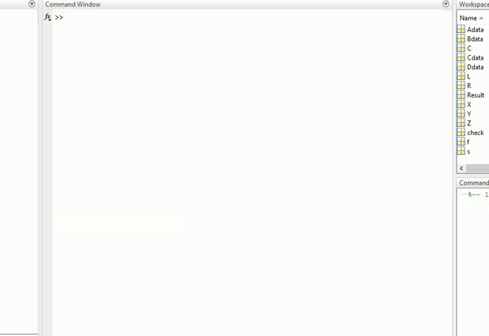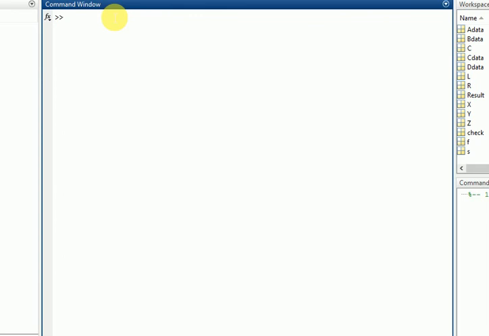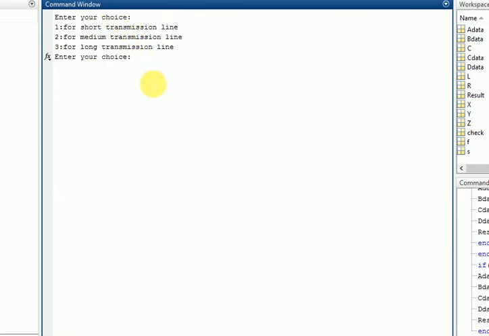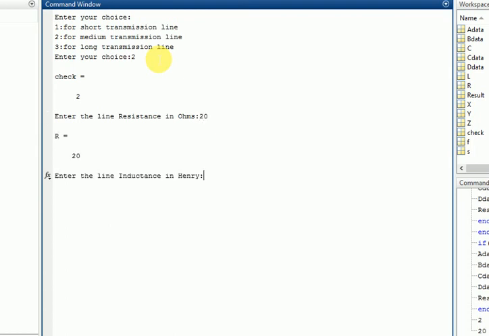system. Now again I have copied the program and I am pasting it in the command window. So I am pasting over here. So again it is asking for the choice. Now we are finding for the nominal T method. So enter your choice. So here we are finding for the medium transmission line. So again I am putting 2 over here. Now it is asking for the resistance. So I am putting the value of 20 ohm over here.